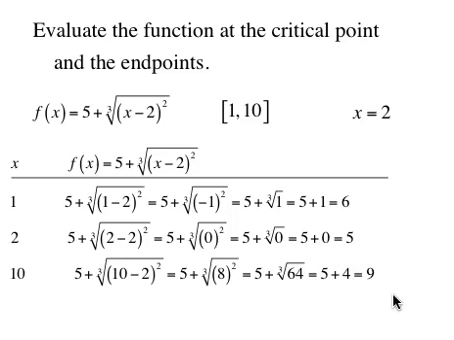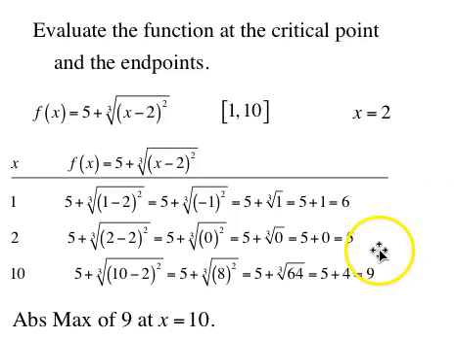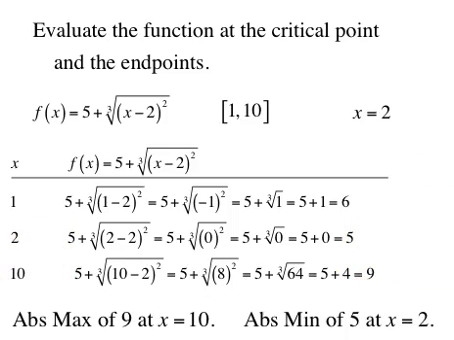Start with absolute max. What's the highest value we see? We have 6, 5, and 9. 9 is the highest value, so absolute max of 9 at x equals 10. And how about the minimum? Well, we have 6 and we have 5. Absolute min of 5 at x equals 2.